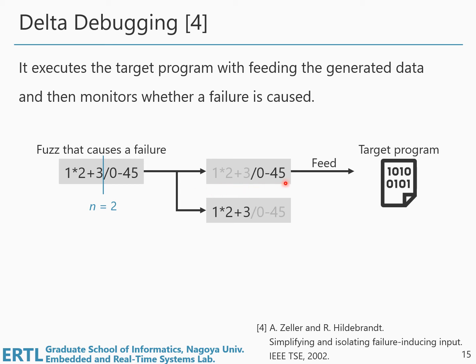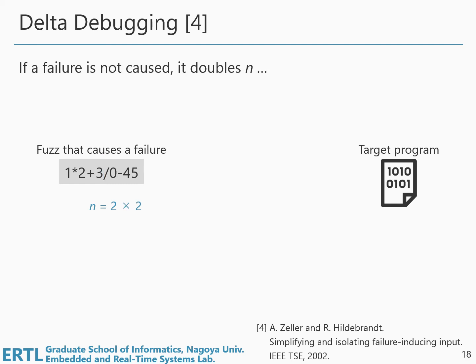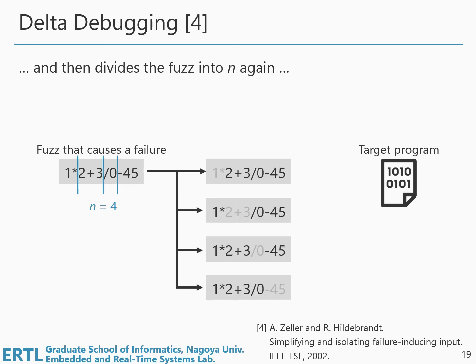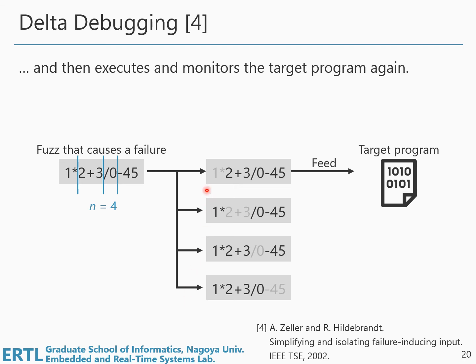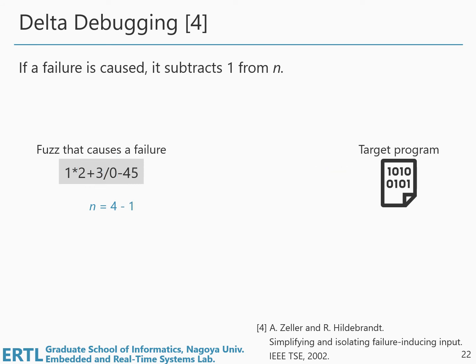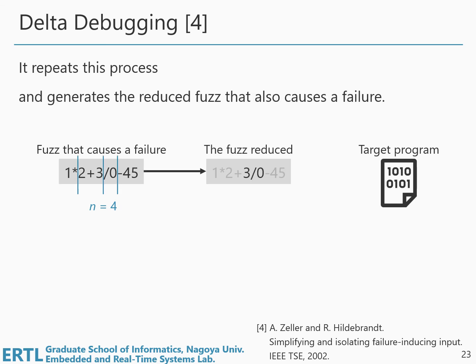Next, it executes the target program with the generated data, and then monitors whether a failure is caused. If a failure is not caused, it doubles n, and then divides the fuzz into n again, and then executes and monitors the target program again. If a failure is caused, it subtracts 1 from n. In delta debugging, it repeats this process. Finally, it gets the reduced fuzz that also causes a failure.